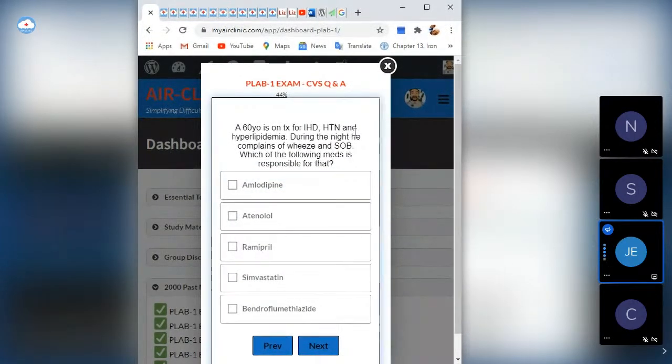All right. A 60-year-old is on treatment for ischemic heart disease, hypertension, and hyperlipidemia. During the night, he complains of wheezing and shortness of breath. Which of the following medications is responsible for that? Which drug has that side effect? Amlodipine, atenolol, ramipril, simvastatin, bendroflumethiazide.